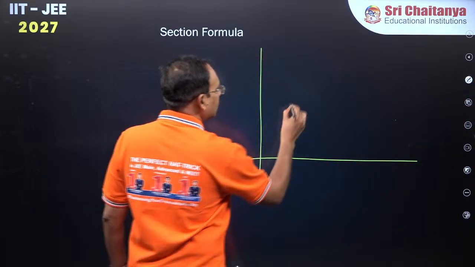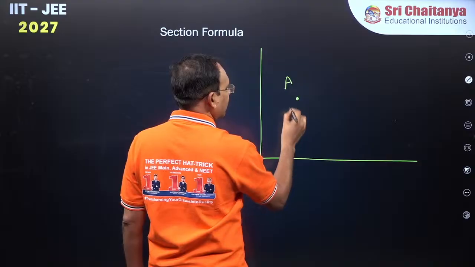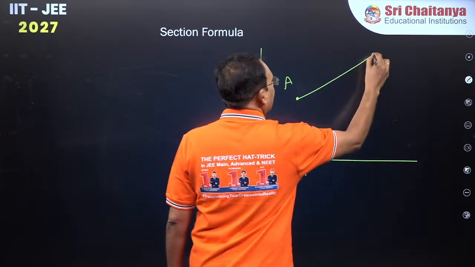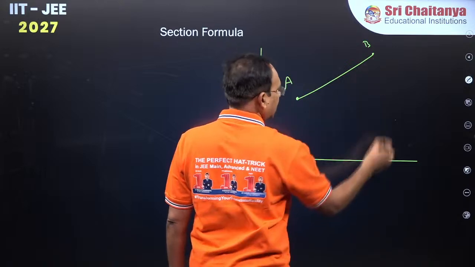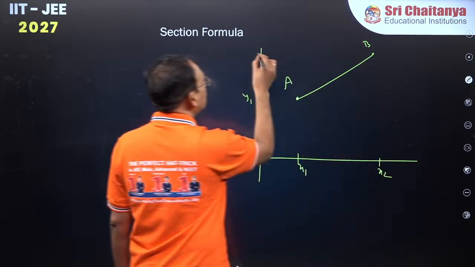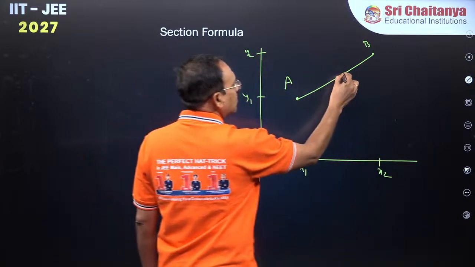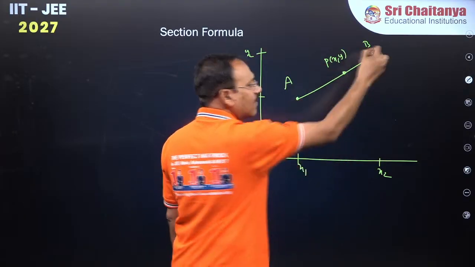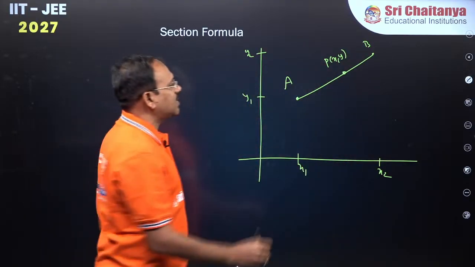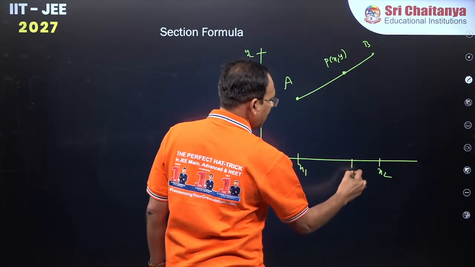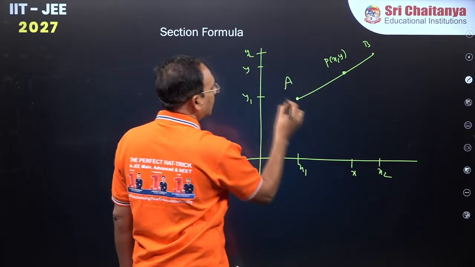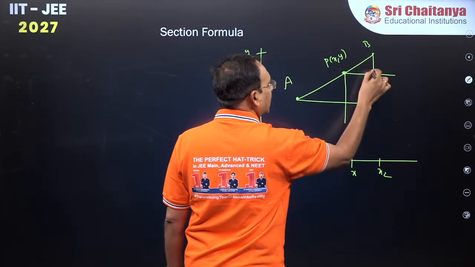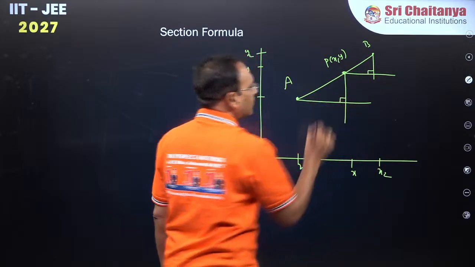So, take the point A (x1, y1). So this is x1, this is y1. Take another point B here, say (x2, y2). So this is x2, this is y2. Now, suppose P is a point, say (x, y), which divides AB in the ratio m is to n. So let this be x, this be y. Now you just draw horizontal line, vertical line, horizontal line, vertical line. So 90 degrees it will be.